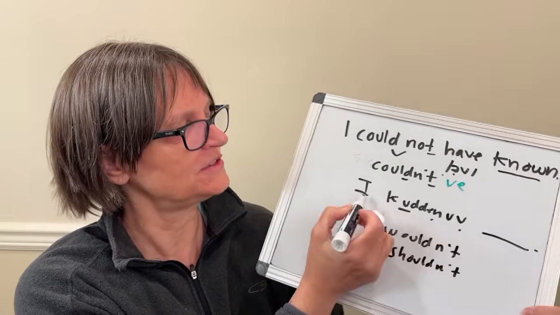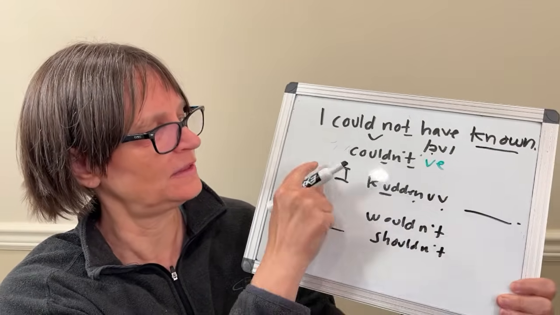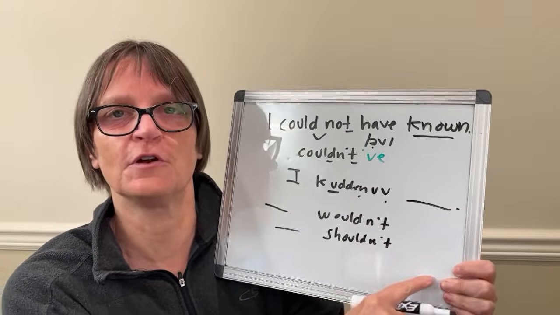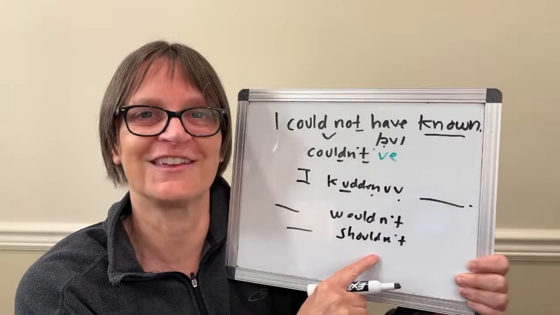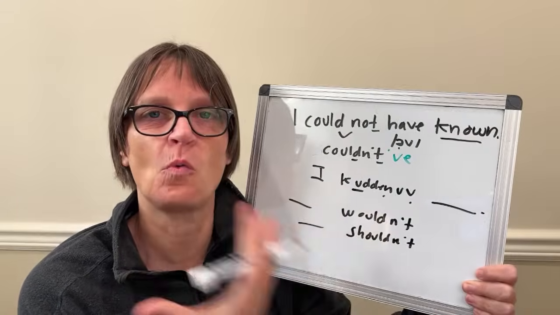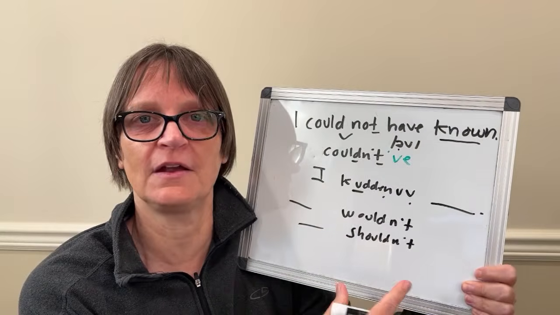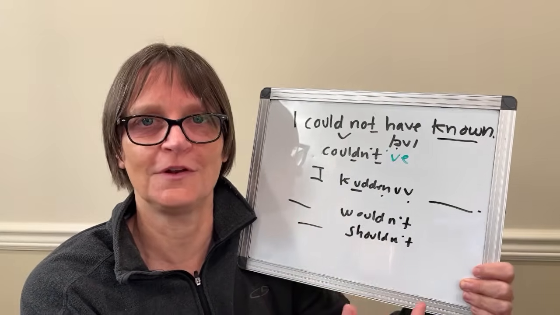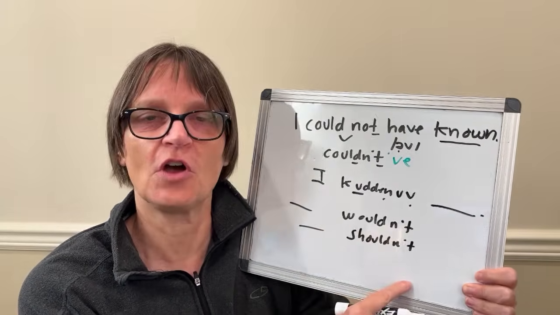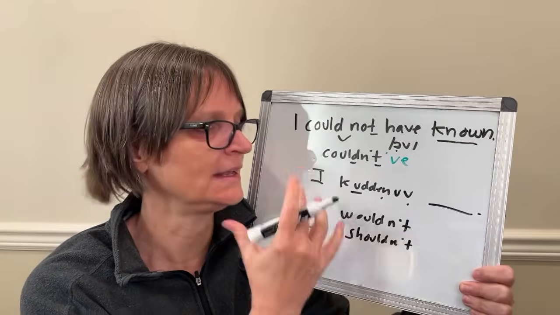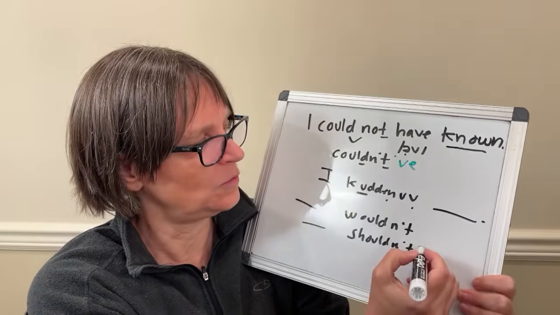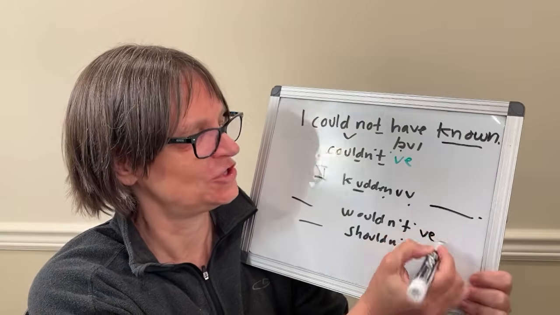So you can practice these with changing the pronoun, changing the verb, changing the contraction, and it gives you a wide variety of things to practice. I wouldn't have done that. I wouldn't have been there. He wouldn't have done that. He wouldn't have been there. She shouldn't have gone. She shouldn't have told me. So wouldn't have, shouldn't have.